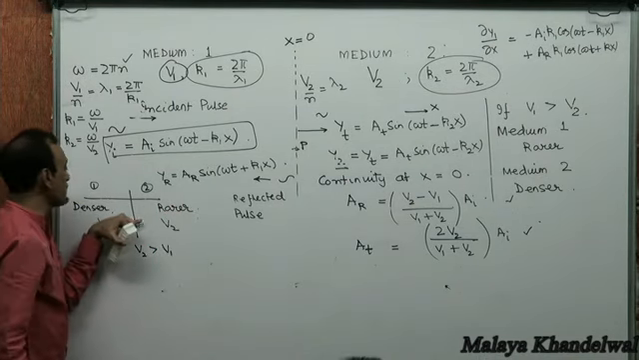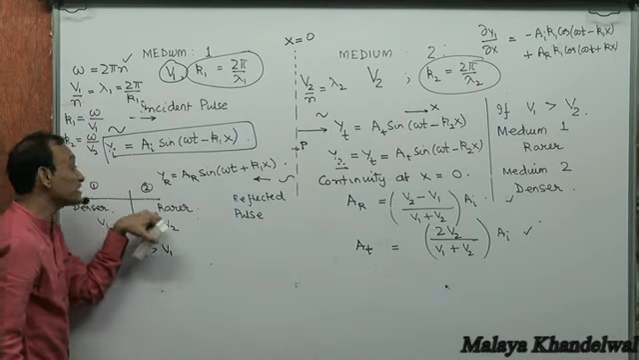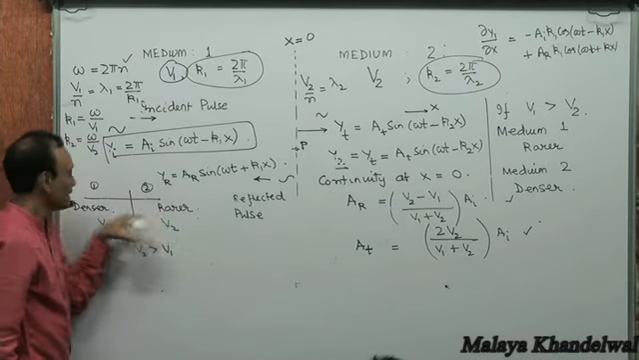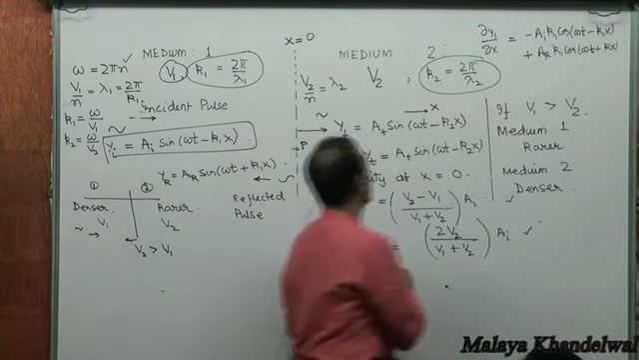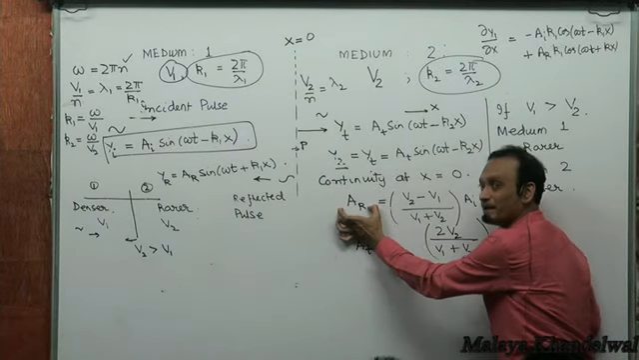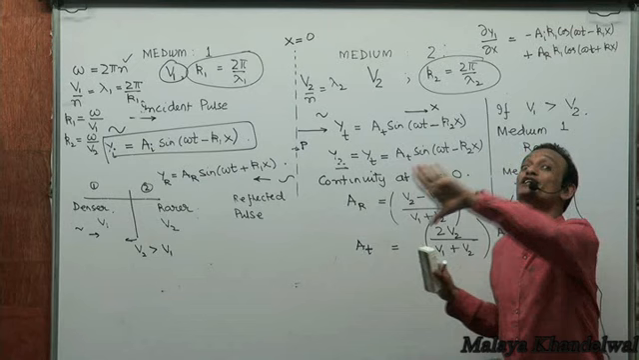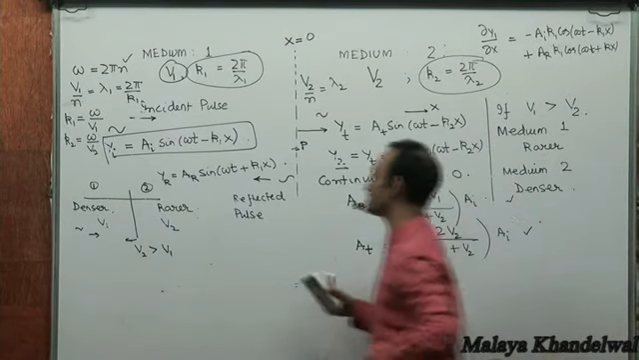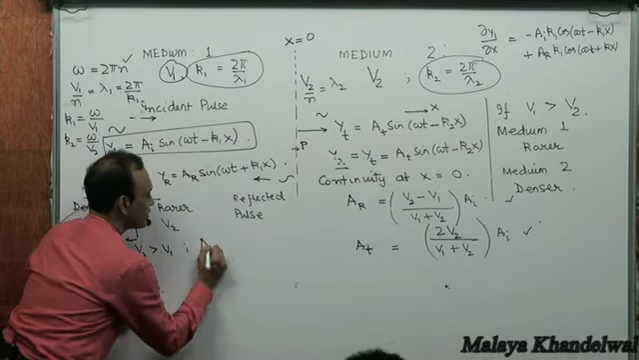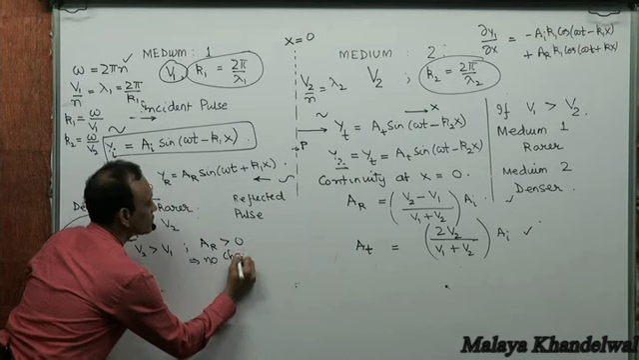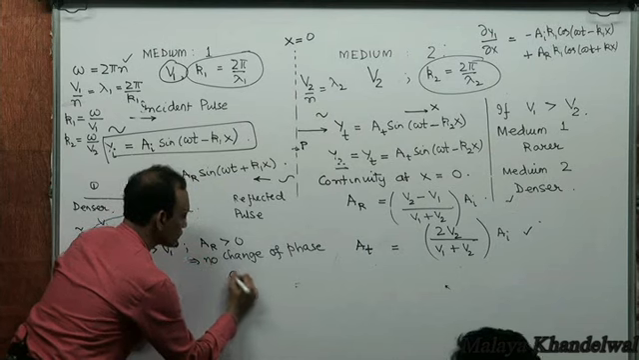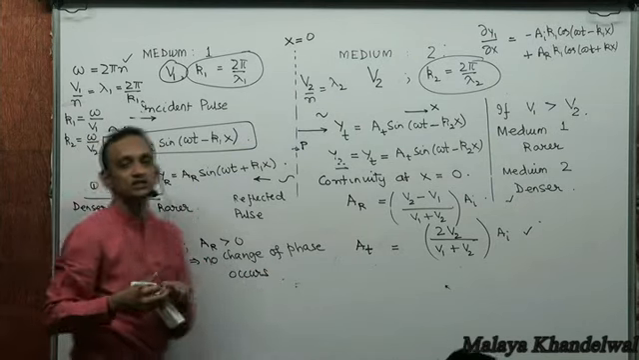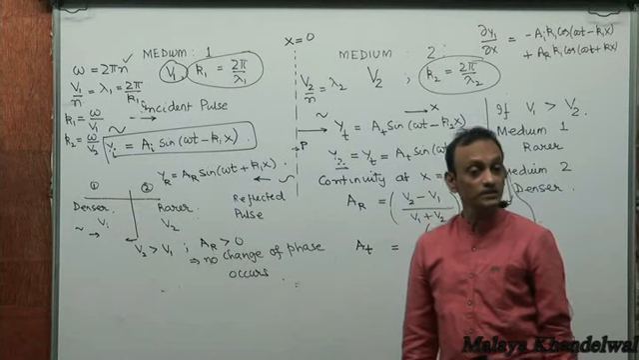That means now if there is a pulse traveling in the denser medium but reflected from the rarer medium, do you realize V2 more than V1, capital AR will remain positive only? There would be no change of phase. AR will remain positive and no change of phase takes place. No change of phase occurs in the reflected pulse if AR is positive.